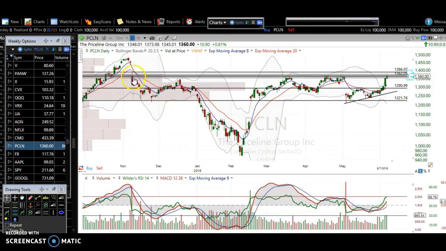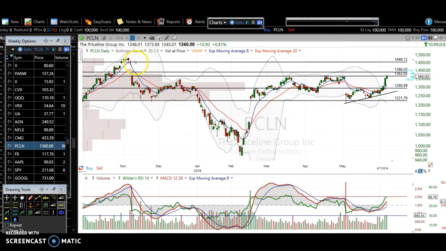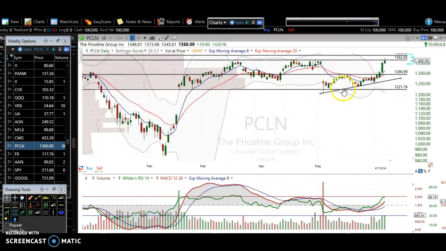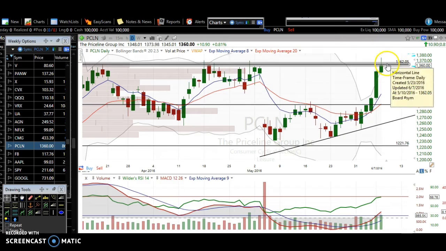So there's a big level here. You can see right here, almost touches it there, a few touches here, and then several touches right here. So we're at a big resistance on Priceline. If we break over that, the next level is 1386, and above that we've got the gap fill up there at about 1446.